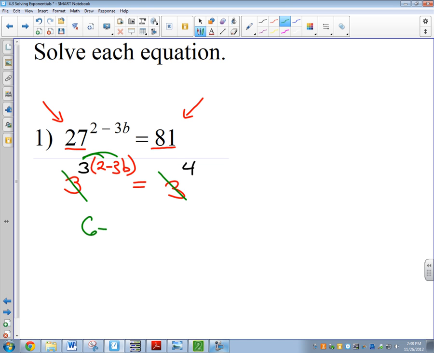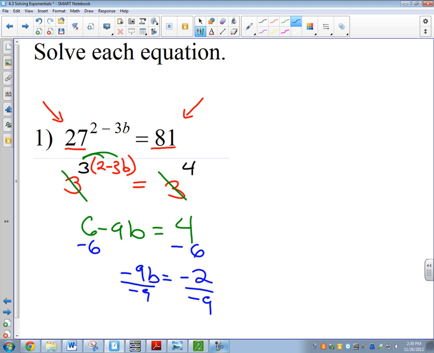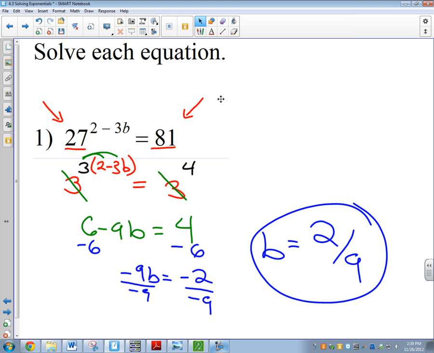We get 6 minus 9b equals 4. I'm going to then solve for b. So subtract 6, subtract 6. Negative 9b is equal to negative 2. Divide by negative 9. Divide by negative 9. B equals positive 2 ninths. Positive because I have negative over negative. B is equal to 2 ninths. So we looked at the original problem, tried to get the same base. We wrote them both as a base of 3, and we're able to solve.